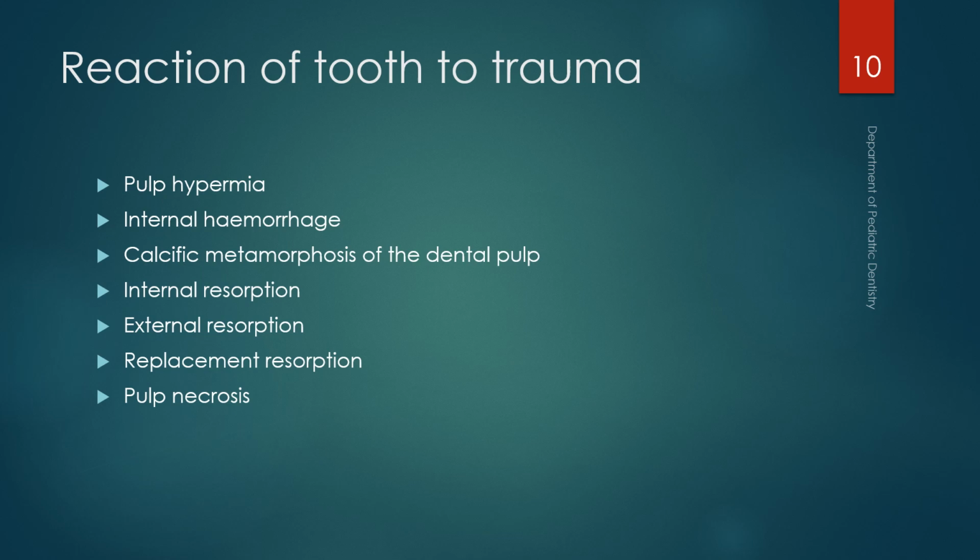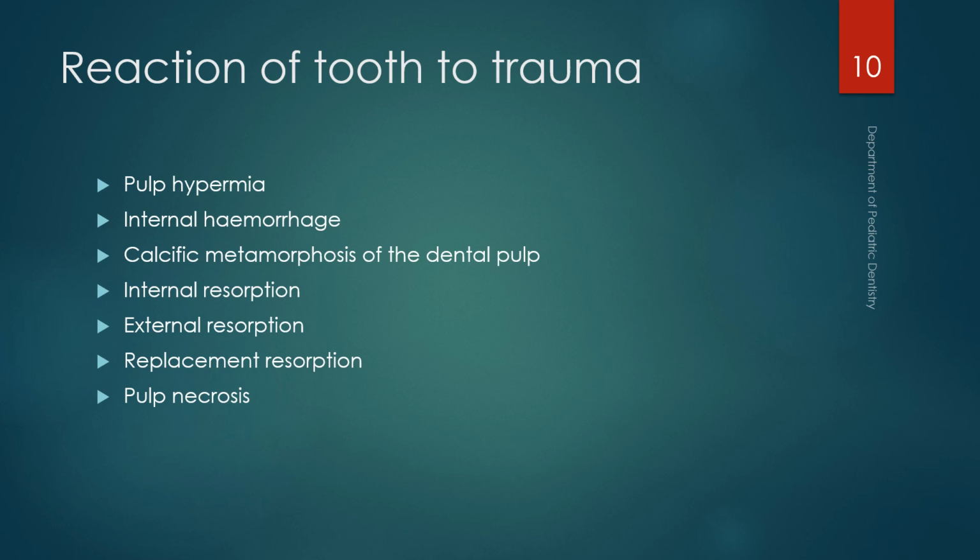So this particular part, that is the reaction of the tooth to trauma, will help you understand what happens to the pulp inside after trauma. So when the tooth is traumatized, initially there is a pulp hyperemia. So pulp hyperemia is basically your reaction to trauma, which is basically inflammation of the pulp.